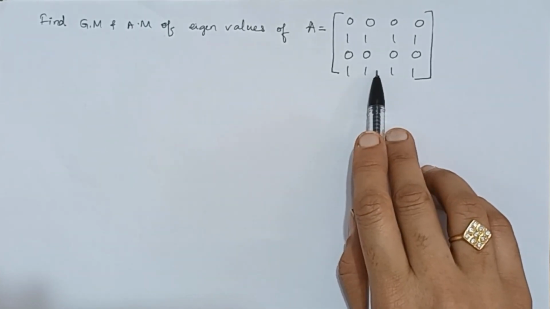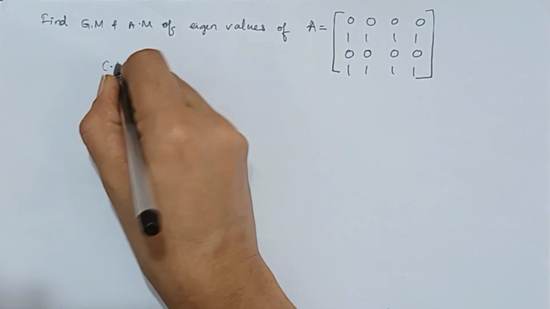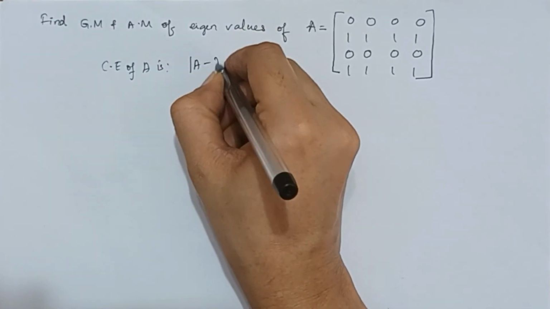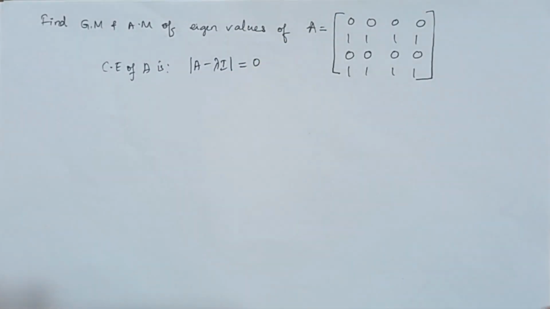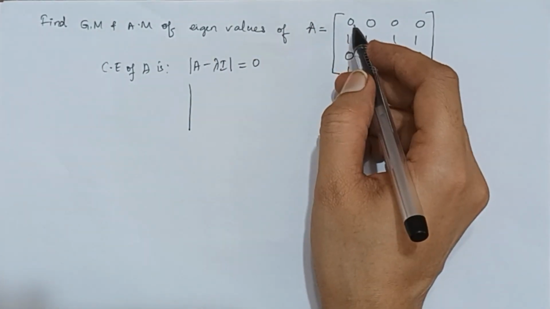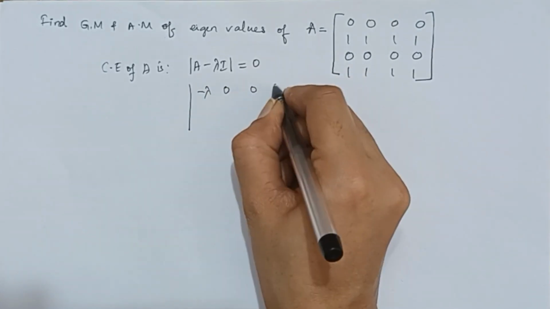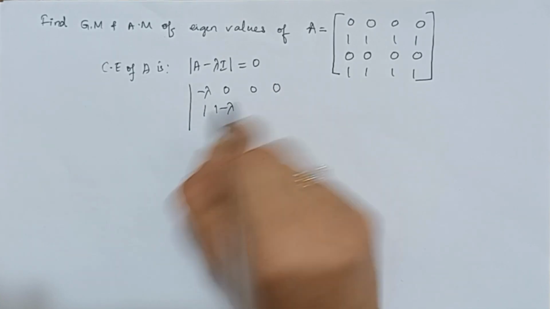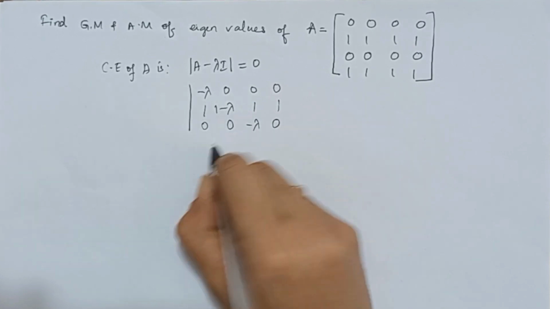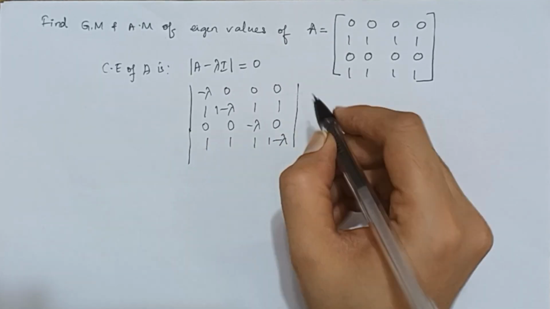So first let us find out the eigenvalues. For that we need the characteristic equation of A: determinant of A minus lambda I equal to 0. So that gives you the determinant where from the diagonal elements you have to subtract lambda: 0 minus lambda, rest all elements same; 1, 1 minus lambda, 1, 1; 0, 0, 0 minus lambda, 0; then 1, 1, 1, 1 minus lambda. This is equal to 0.